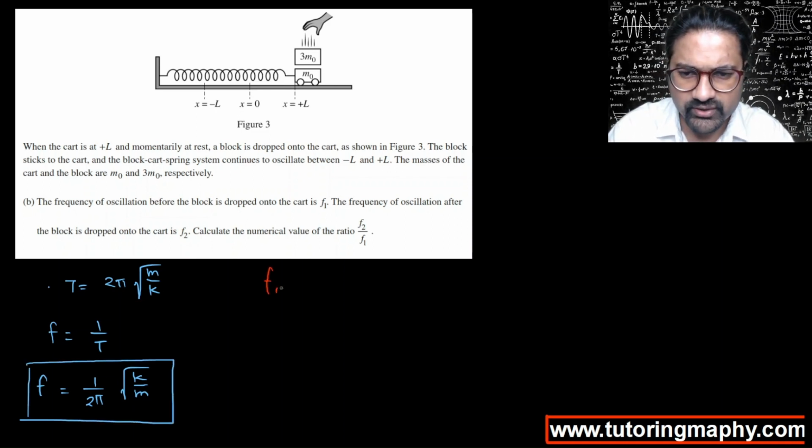So what is the frequency f1? f1 is simply when m is m0. So f1 is 1 over 2 pi root of k over m0.